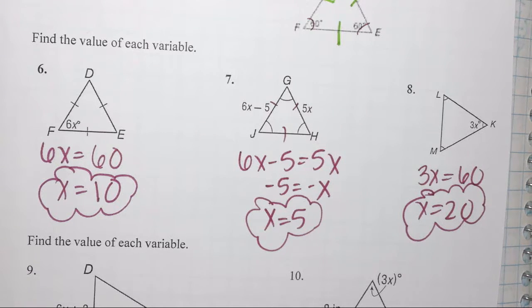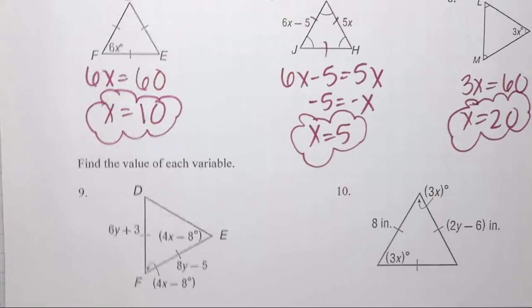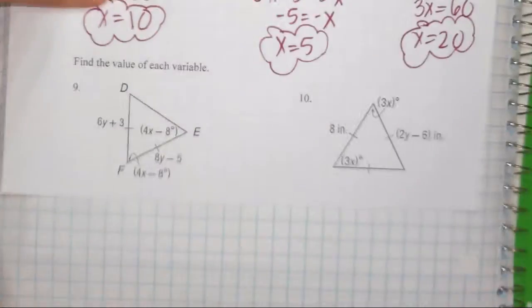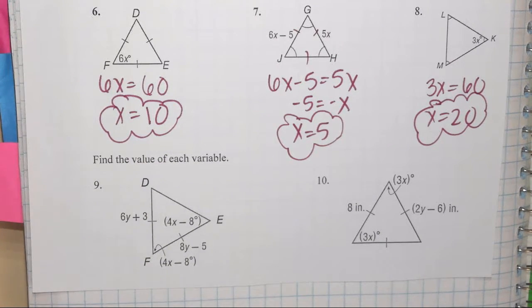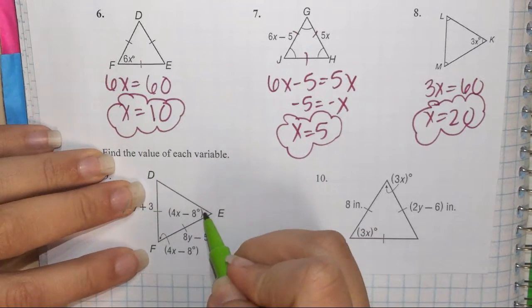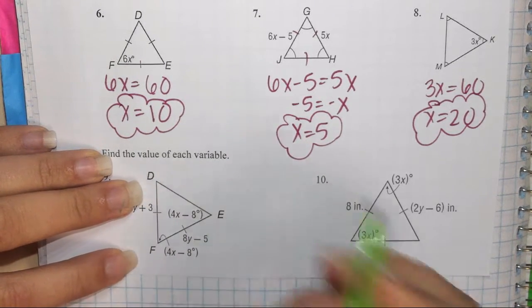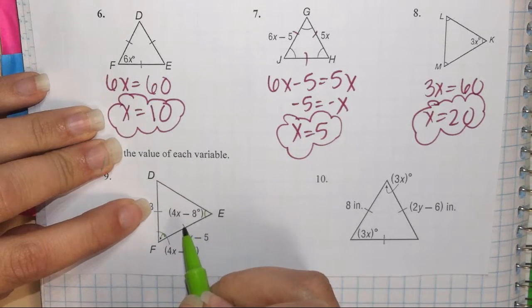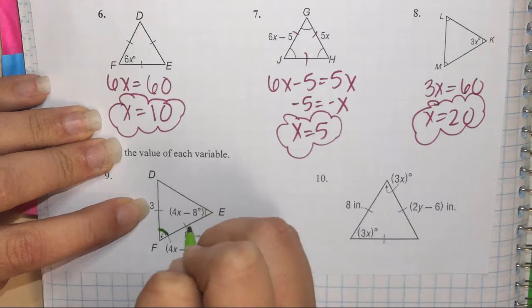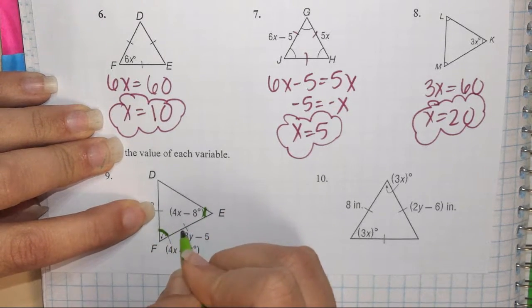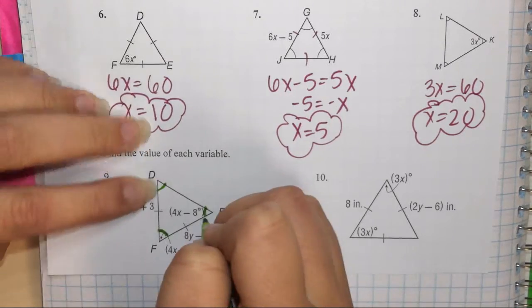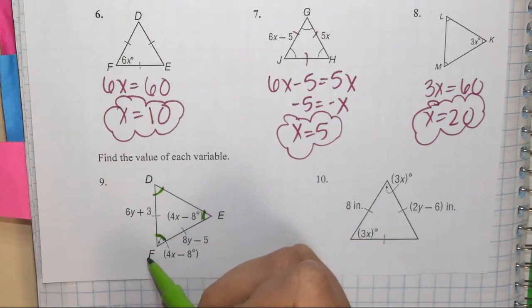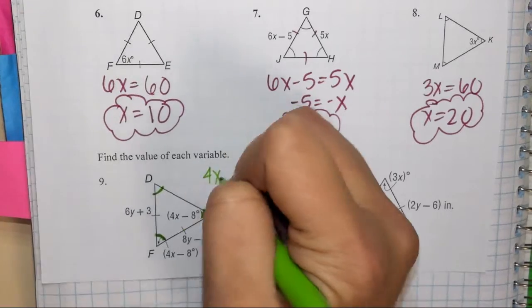Alright, are we ready for number 9? Okay. Now, number 9 says, this is a fun problem. Watch this trick. I'm going to simplify it. What do you notice about angle E and angle F? They're the same thing, so they're congruent. But since we have 2 tickies right here, that means that these are also congruent, right? Correct. So if all 3 angles are congruent, what do we set 4x minus 8 equal to?